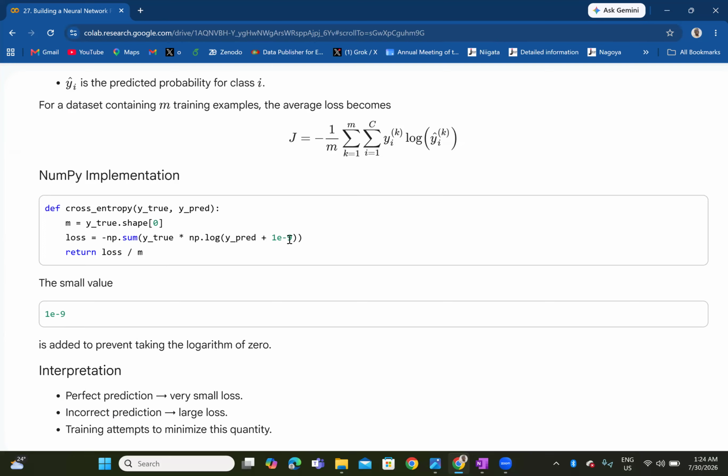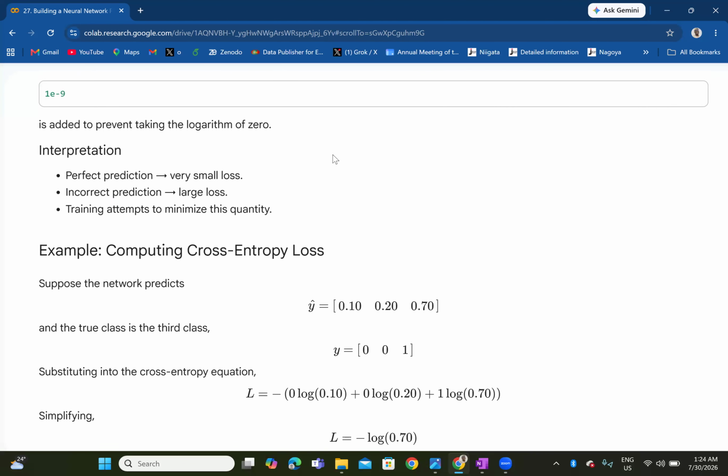taking the log of 0, which is undefined, right? So the interpretation is that a perfect prediction implies very small loss, and an incorrect prediction implies large loss. So training attempts to minimize this quantity. That is, training attempts to make the loss very small.